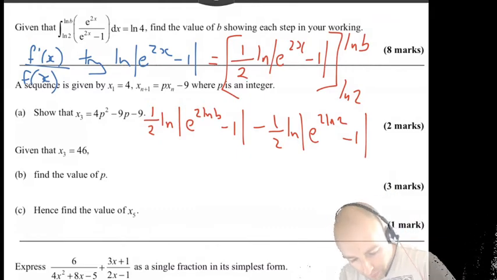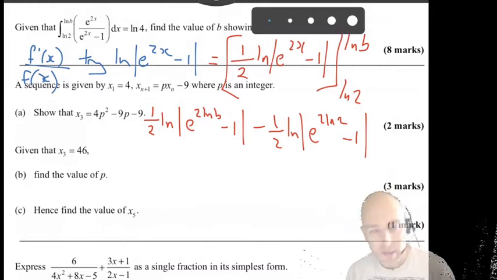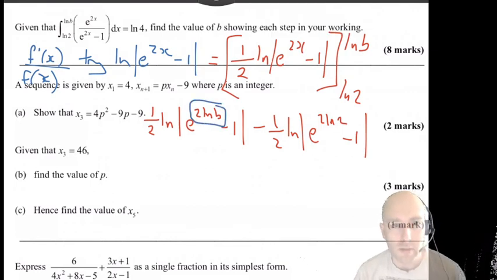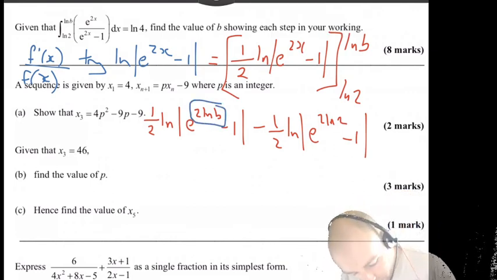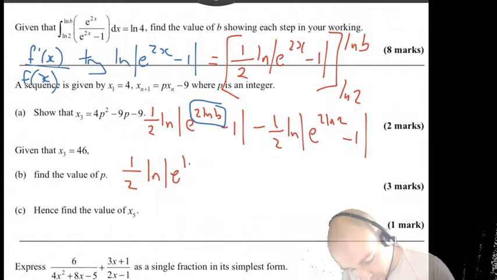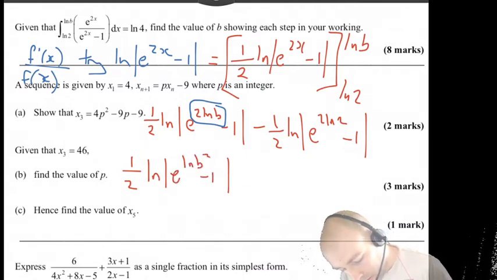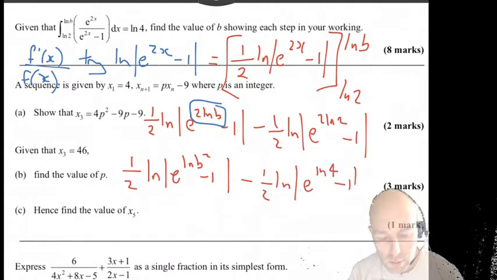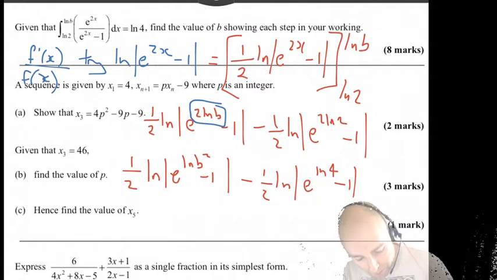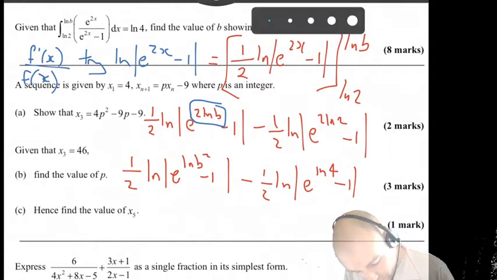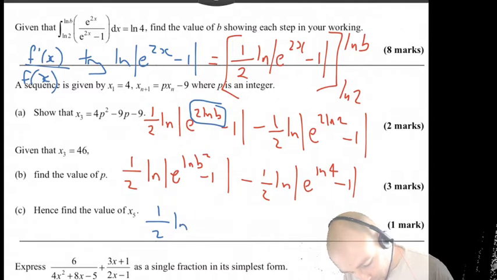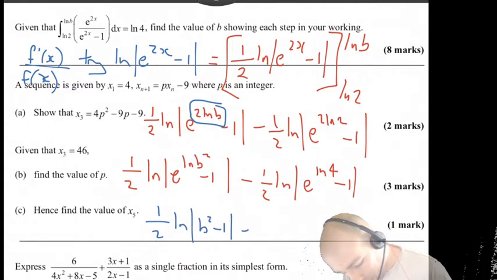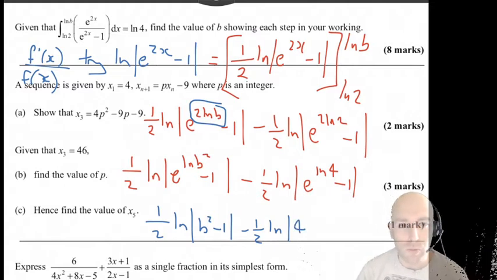So the first thing I'm going to look at is the powers there. So I'm going to use the power rule within that power to get ln b squared. So half ln of e to the ln b squared minus 1, minus half ln of e to the ln 4 take 1. So use the power rule there twice. And now those e's and ln's are going to undo each other. So we get half ln b squared take 1 minus half ln 4 take 1. Cool, getting somewhere now.